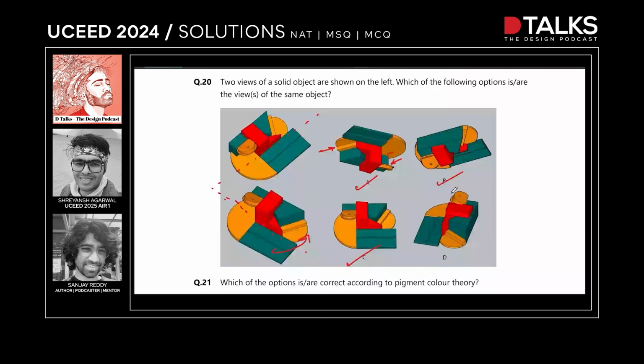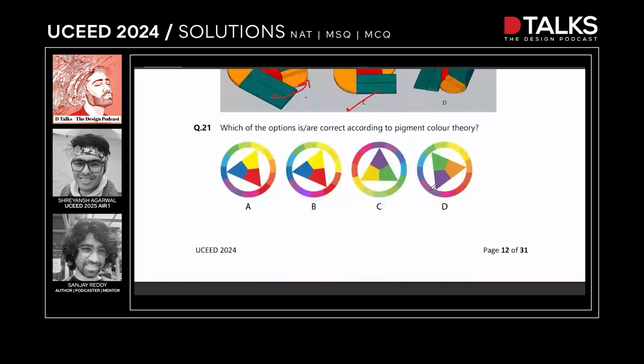D, this is too high. This part. It's almost like I'm not the right answer. So D is not fine. So answers A, B, and C. It's an easy question. Very easy. This is an interesting one.